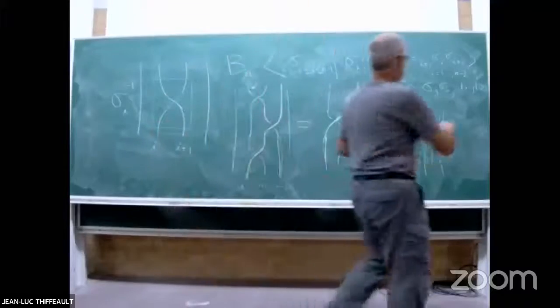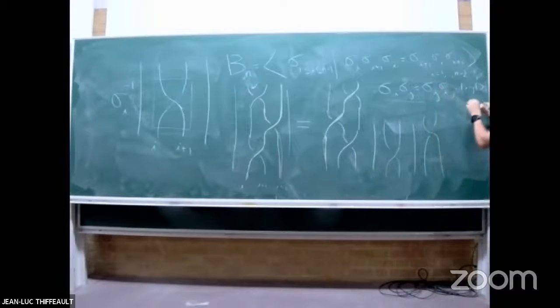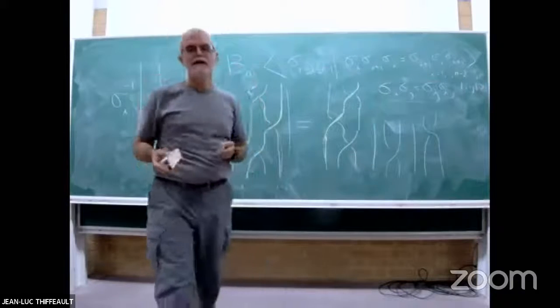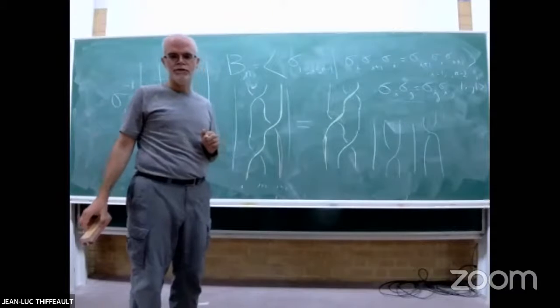One second. I have a question, then Victor has a question. So you wrote there, sigma i, sigma j is equal to sigma j. What is the other letter? Sigma j, sigma i. So it's just commutation, as long as i minus j is bigger than 1 in absolute value. Which means, as long as their distance is more than 1 between the 2 strings.